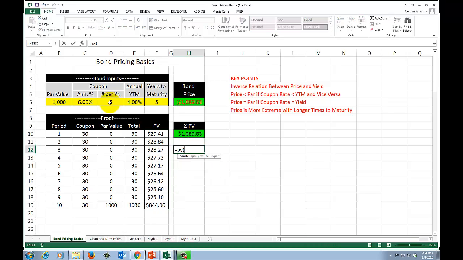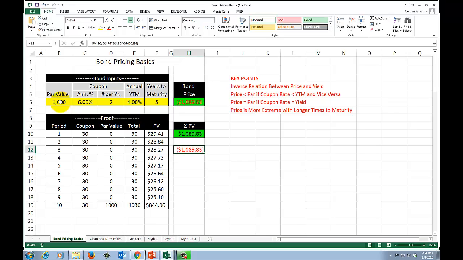There is a faster way to do this. You could simply use the PV function in Excel. The rate would be the yield to maturity divided by the number of payments per year. Nper is the total number of periods, which would be the years to maturity times the number of payments per year. The payment is going to be the regular coupon payment: par value times annual coupon rate divided by number of payments per year. Future value is going to be the par value of the bond, and all of these payments are happening at the end of the period, so I can just close up the formula.